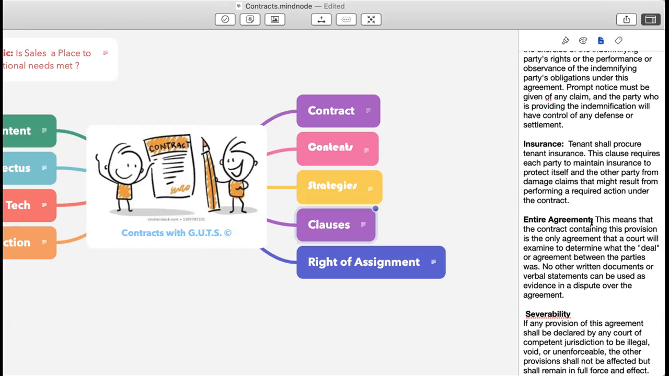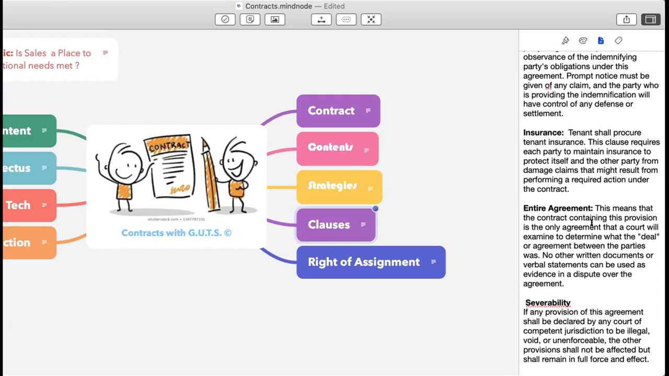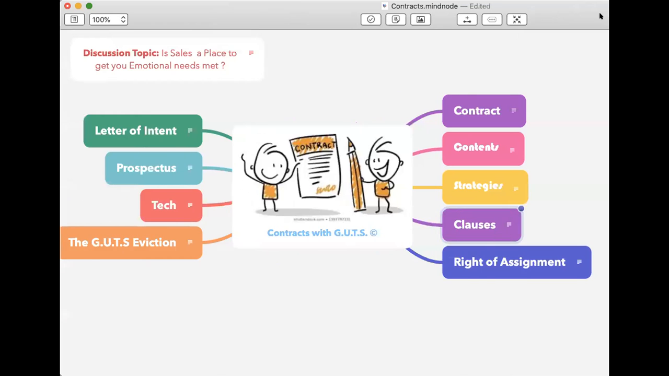Insurance, should we get the tenants to have insurance? Tenants insurance, rent insurance. It's not a bad thing to get on a high-end property. Make sure you have an entire agreement clause, and make sure you have a severability clause. If any particular part of a contract, what Brandon just brought up, say you put something in the contract that's illegal, make sure that the rest of the contract is legal and that one specific paragraph does not make the entire contract null and void. That's a severability clause. Sorry, I'm going so fast, but we're out of time here.